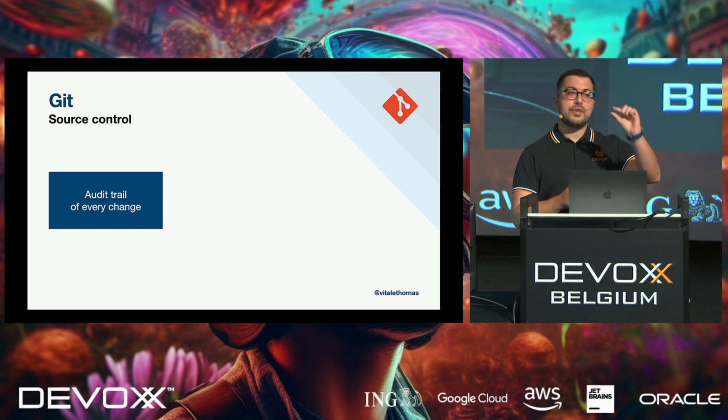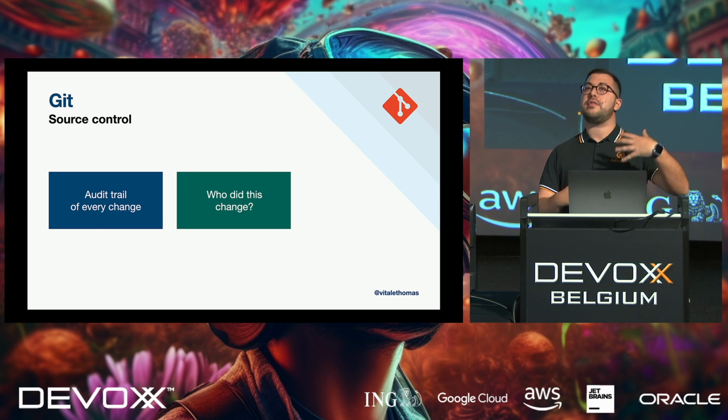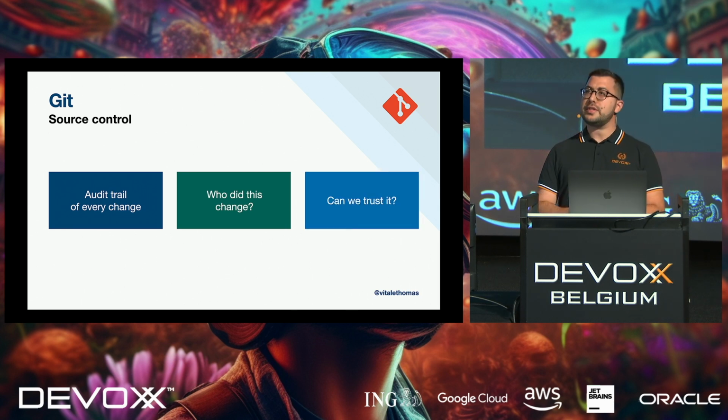So if we identify a given change in the code, we can ask the question, who did this change? That's pretty useful, right? But then the next question is, once we get the answer from Git about who did this change, can we trust that answer? Can we really trust that information?